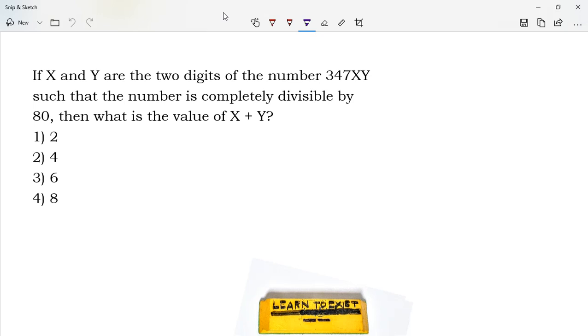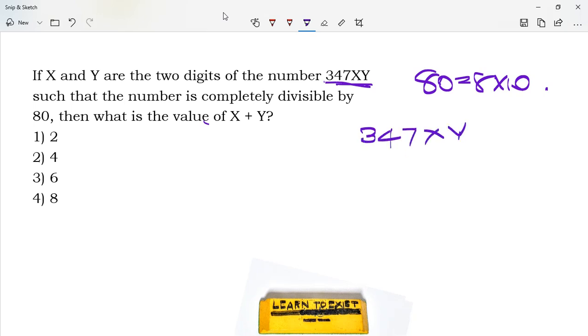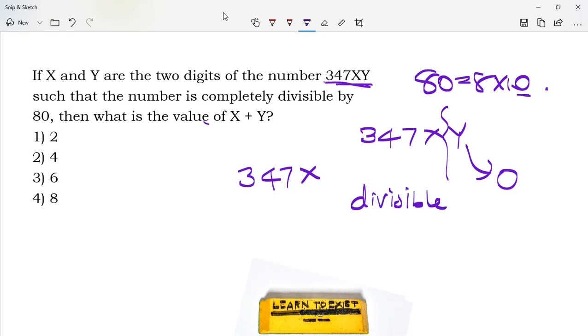We need to find x plus y, where the number 347xy is divisible by 80. I can write 80 as 8 into 10. If 347xy is divisible by 80, it has to be a multiple of 10, so the last digit y has to be 0. Dividing by 10, we have 347x left, and this number should be divisible by 8.